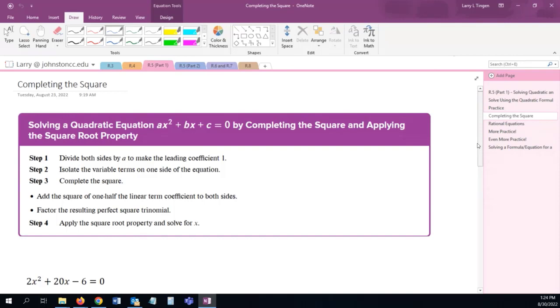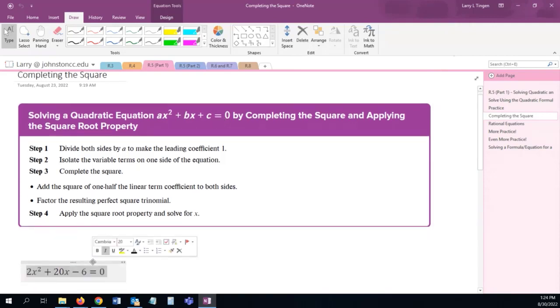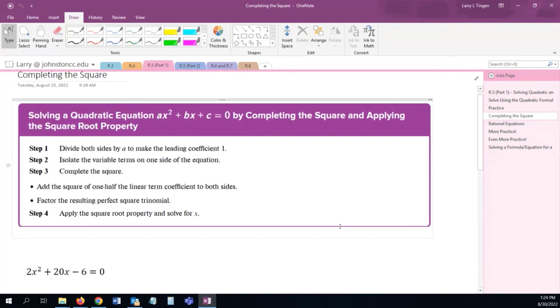So what we have is, if you have a quadratic written in this standard form, ax squared plus bx plus c equals 0, like we have here, once I've done that and once all the common factors are divided away, that's not listed here, but we definitely want to do that. If there's any common factors, we'd like to divide them out. The first step I'm going to do is divide both sides by a, the leading coefficient, because it makes the leading coefficient 1.